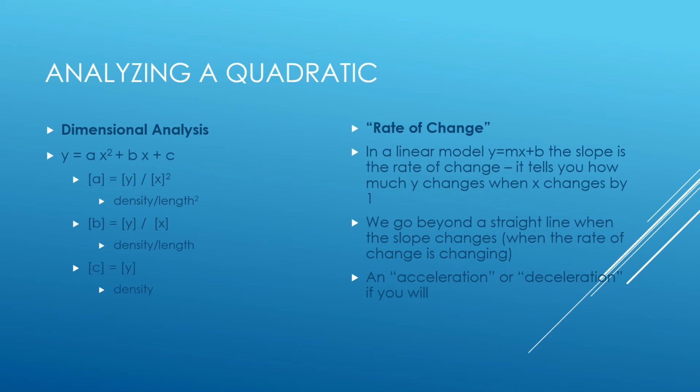In the linear model, the form y equals mx plus b, the slope m is a rate of change. It tells us how much the y variable changes when we change the x variable by 1. If we want to go beyond the straight line, as we do here in the quadratic, then the slope changes. So our rate of change is changing. Or we have an acceleration or perhaps a deceleration, if you will.